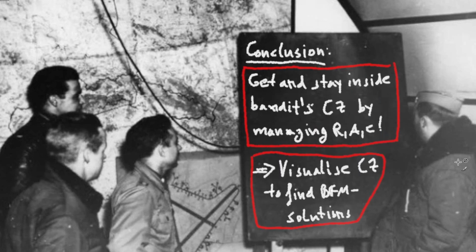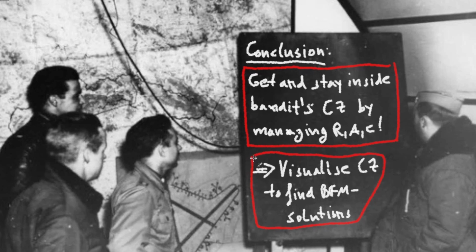And that brings us to the summary of today's lesson, in the shape of a practical tip, how to address BFM on a high level. Well, first of all, as just stated, you want to get and stay inside the bandit's control zone by managing range, angle and closure. Because by managing range, angle and closure, you're in a good position to stay offensive, to be able to attack if you have an opportunity.